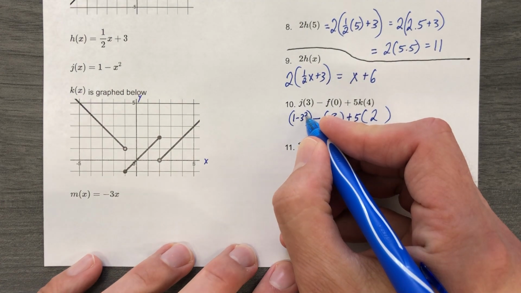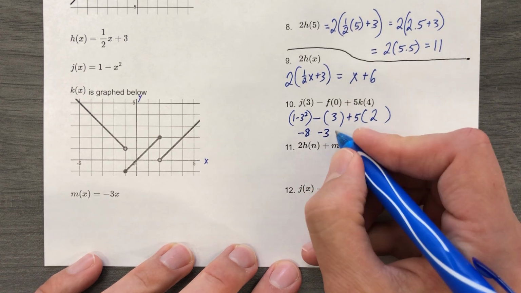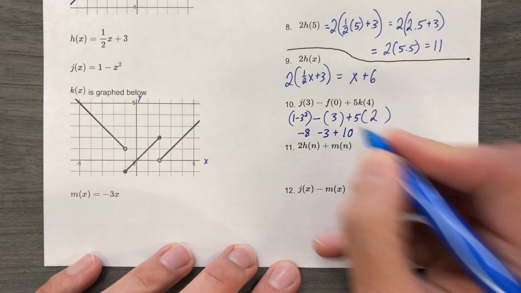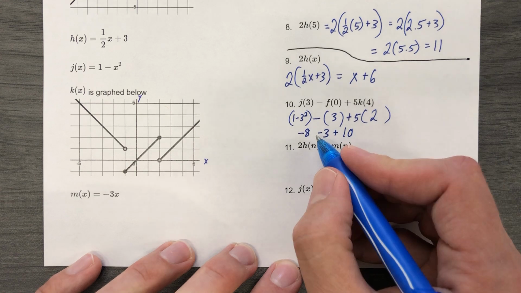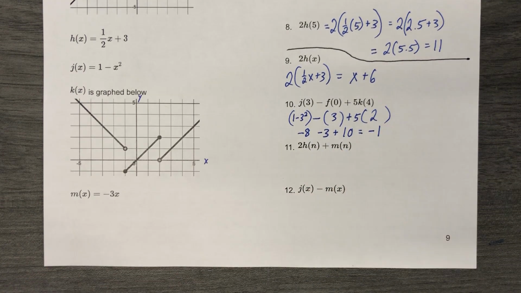3 squared is 9. 1 minus 9 is negative 8. Minus 3 plus 5 times 2, so 10, obviously. So this is going to be negative 11 plus 10. It's going to be negative 1.